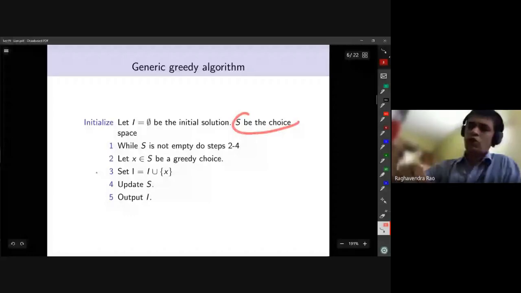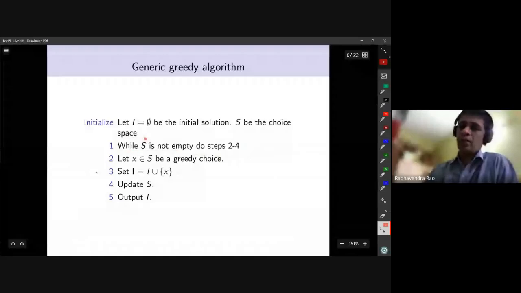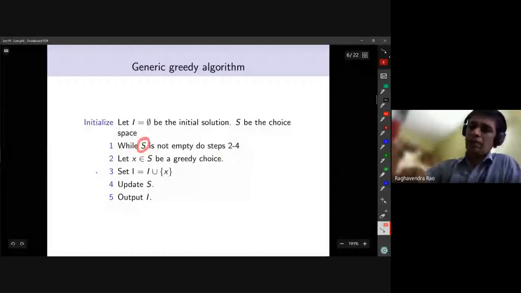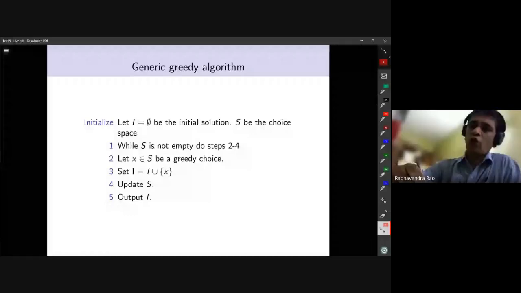As long as the current set of tasks which are not yet scheduled is not empty, you make a greedy choice. Let X be a greedy choice. This greedy choice will depend on your problem. In the case of scheduling, it was conflict freeness, that is, it should not conflict with any of the tasks in I. Now you set I as I union X and you update S accordingly.